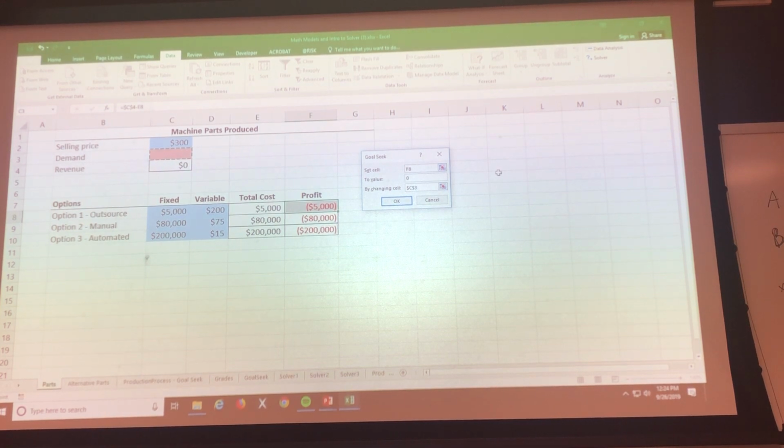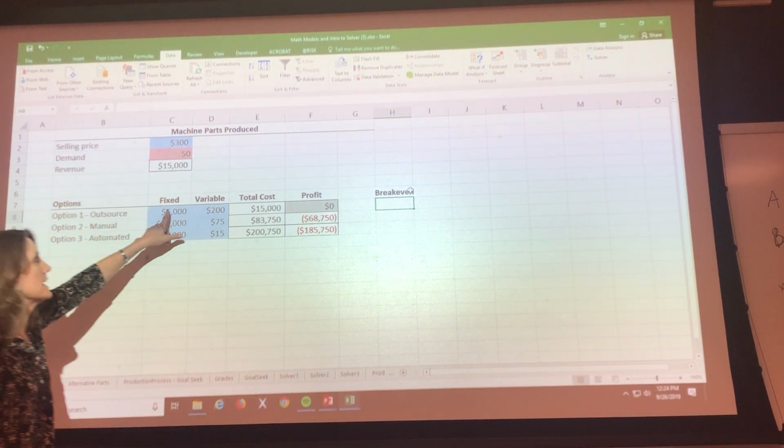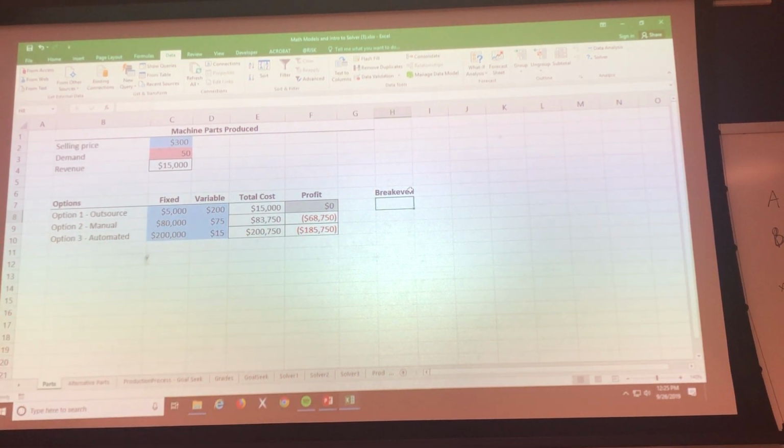Okay, so I want to set the cell that has your option 1 profit to 0 by changing the cell that has demand in it. That's what I want to do. And instead of me trial and error or pulling out a calculator, I just click OK, and it slowly but surely works away on that. And I'm just going to record this number over here. It shows here that at 50 units of demand, I would exactly break even. Okay, I would break even at 50 units of demand. So I'm just going to record that number over here because it'll be changing as I do other things.